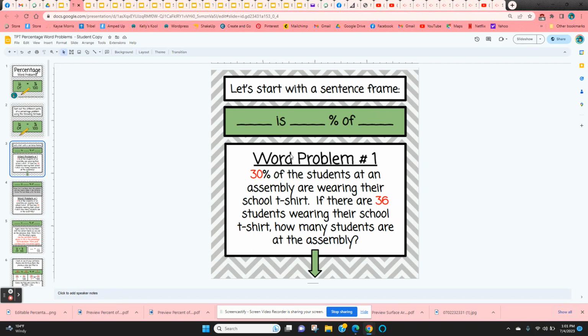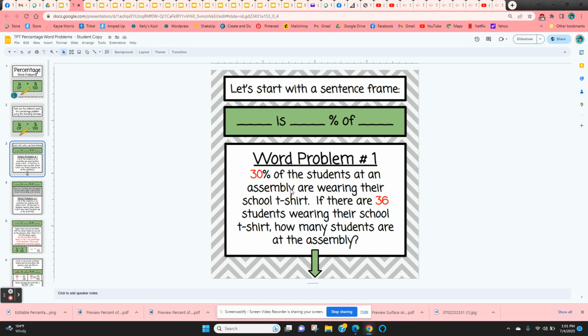And we're going to start our word problems with the same sentence frame on every problem. There are 5 word problems on this lesson. If we use this sentence frame, it allows us to put the numbers in the correct place. I have the numbers from the word problem in red, so these are the numbers they're going to use.